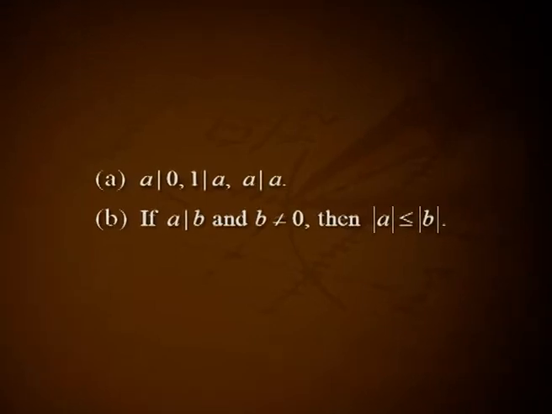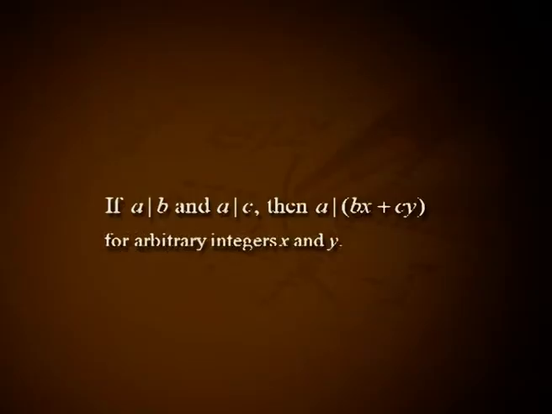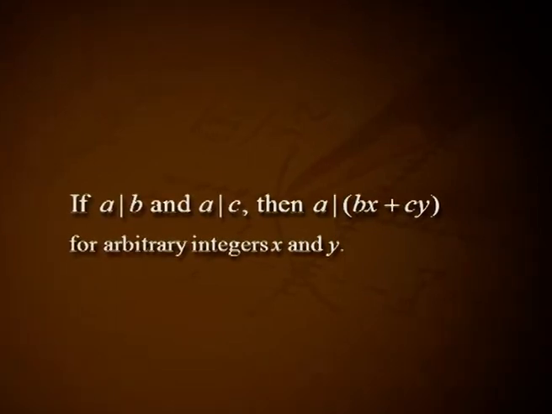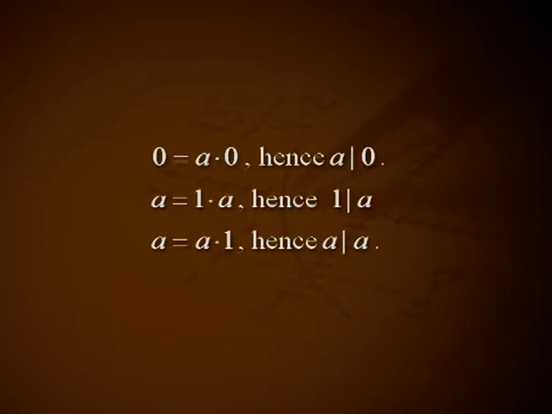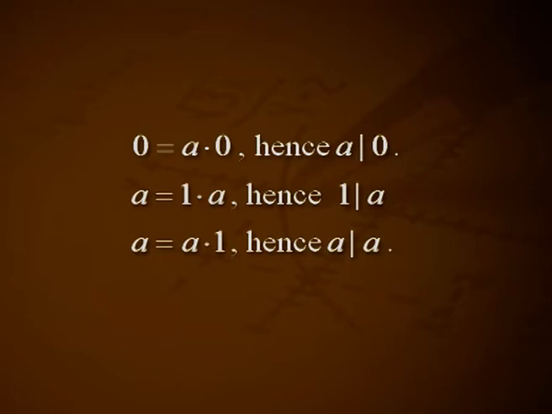Theorem 1. For integers a, b, c, the following hold. A. a divides 0, 1 divides a, a divides a. B. If a divides b and b not equal to 0, then mod a is less than or equal to mod b. C. If a divides b and a divides c, then a divides bx plus cy for arbitrary integers x and y. Proof. A. 0 is equal to a into 0, hence a divides 0. a is equal to 1 into a, hence 1 divides a. a is equal to a into 1, hence a divides a.